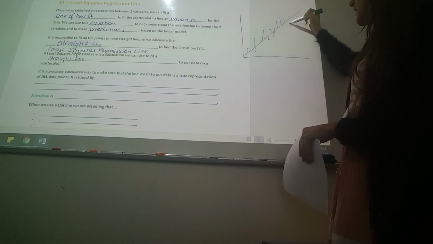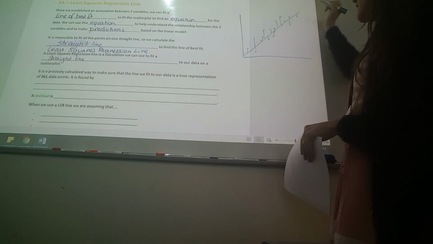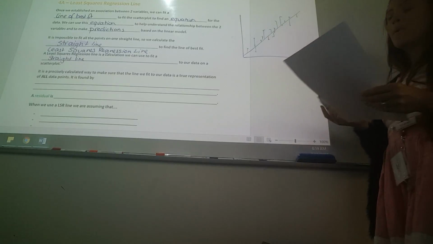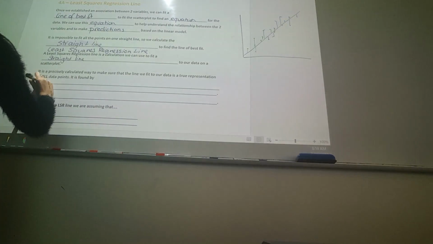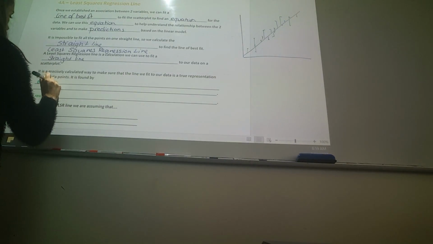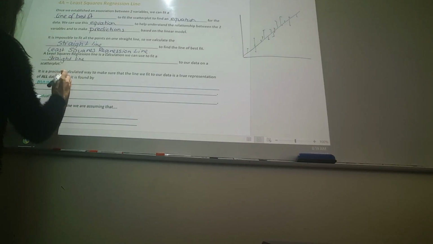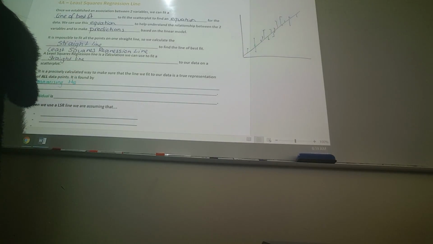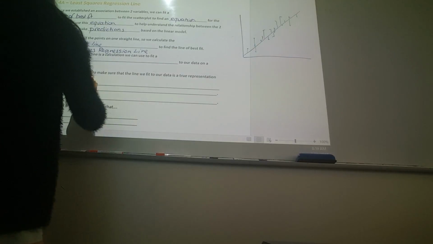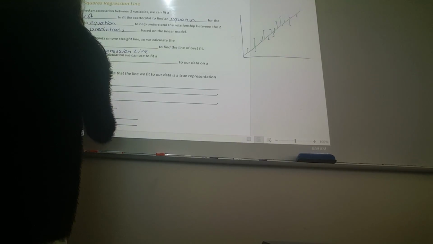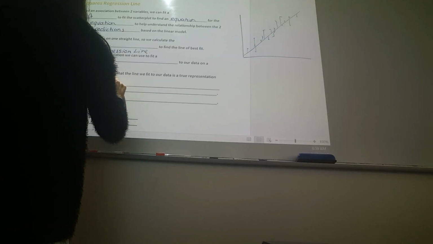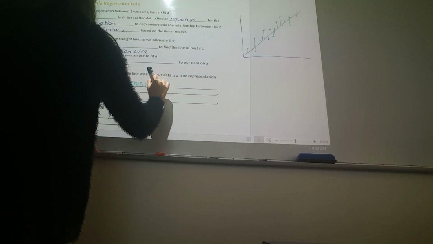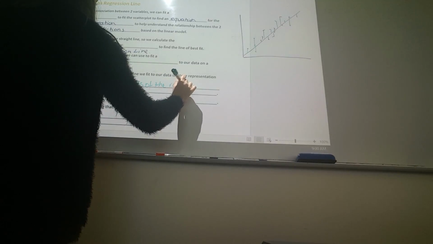They're called residuals. And the way we calculate the least squares regression line is that it is found by minimizing the sum of the squares of the residuals.